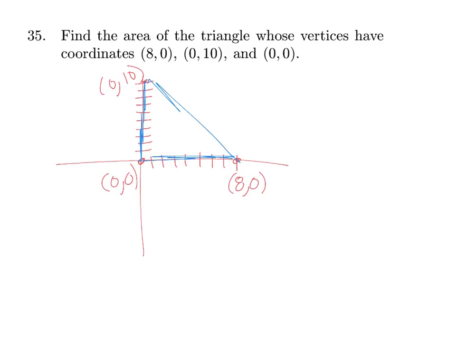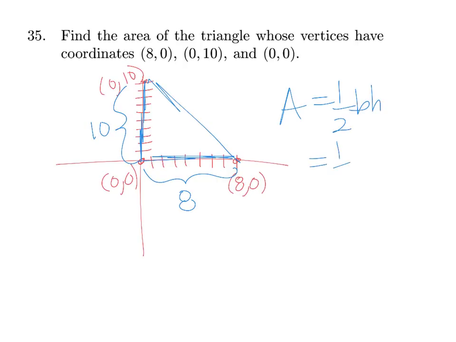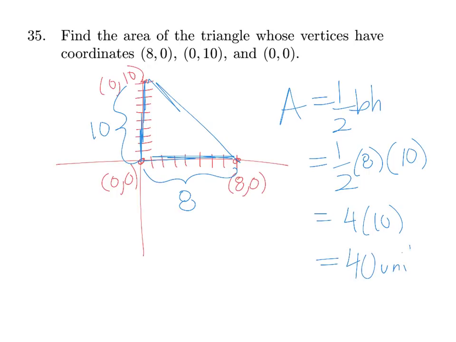Okay, that's simple. Well, this length here is 8 units. This length is 10. Not much thought involved there. So area of a triangle is half base times height, or base times height divided by 2. So we have half of the base times the height, which is 10. So I have 4 times 10. Answer is 40. And since there's no units here, we're going to use units squared. Done.